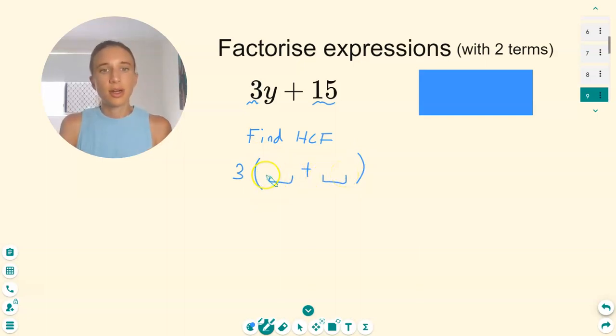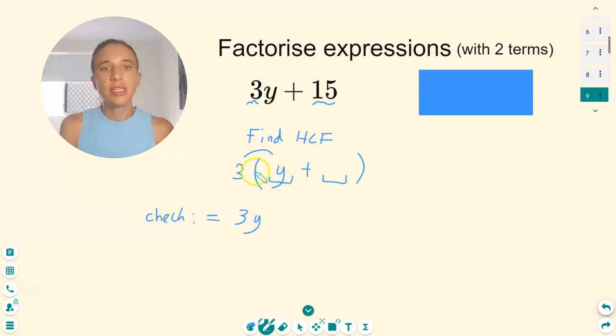Then I think to myself, I need to come up with these numbers. Okay, so I'm asking myself, for this first number, 3 times what will give me 3y? 3 times y will indeed give me 3y. You can always check by expanding it again, which I'm doing. So that's the check step.